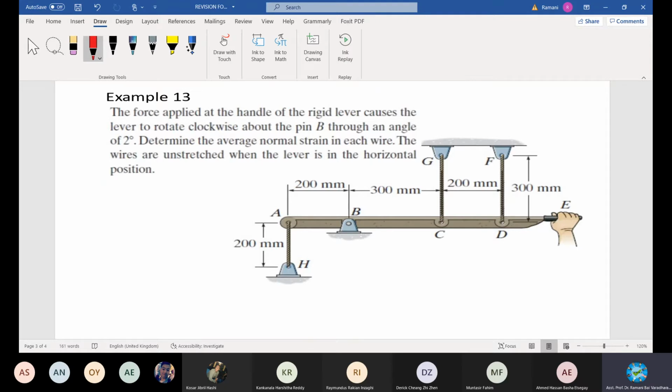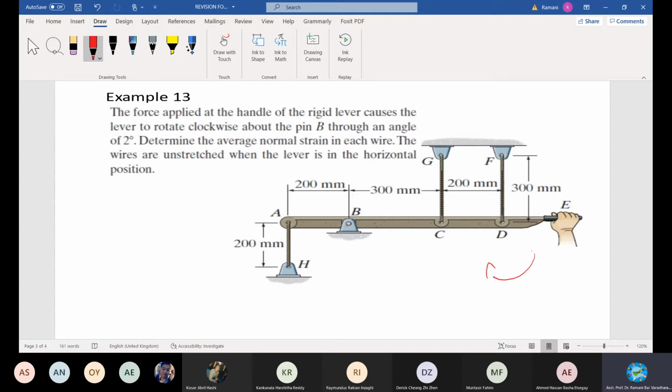The force applied at the handle of the rigid lever causes the lever to rotate clockwise about a pin B. The pin B is the pin, that's why about pin B. It is rotated at an angle of 2 degrees. Determine the average normal strain.